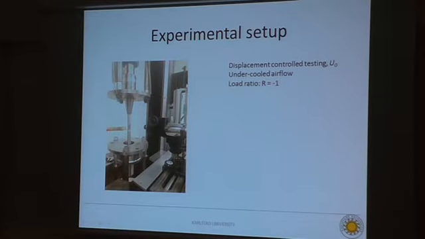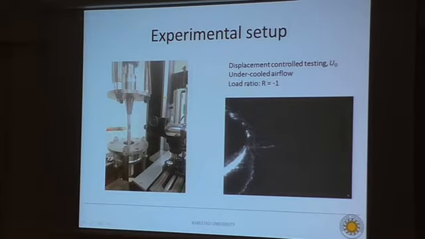This kind of testing is a displacement controlled testing, meaning that what we are controlling here is actually the displacement U0, and this displacement is just at the bottom of the horn. So by controlling the displacement at the bottom of the horn, we can control the load of the experiment. The load ratio for the experiment presented in this paper is -1.